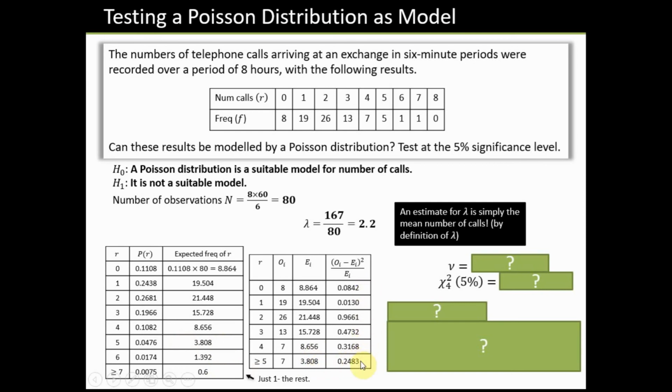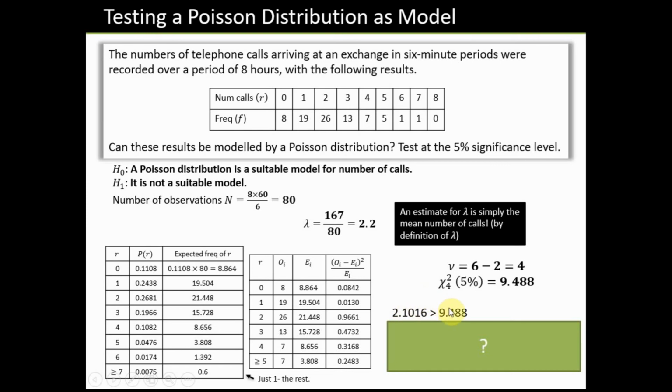Work out the O minus E all squared over E for each one and add them together, and our test statistic comes out to be, looks like 2.1016 for that. Degrees of freedom, well, here there are 6 rows, we subtract 1, we subtract another because we've estimated lambda, so our degrees of freedom is going to be 4, and we were told a 5% significance level, so the chi-squared value there comes out to be 9.488.